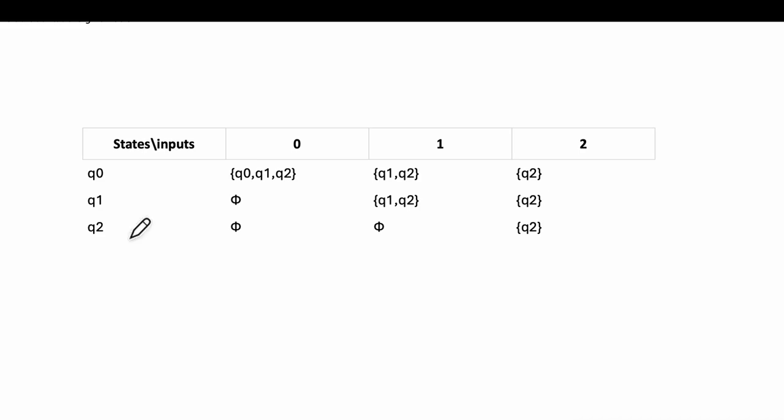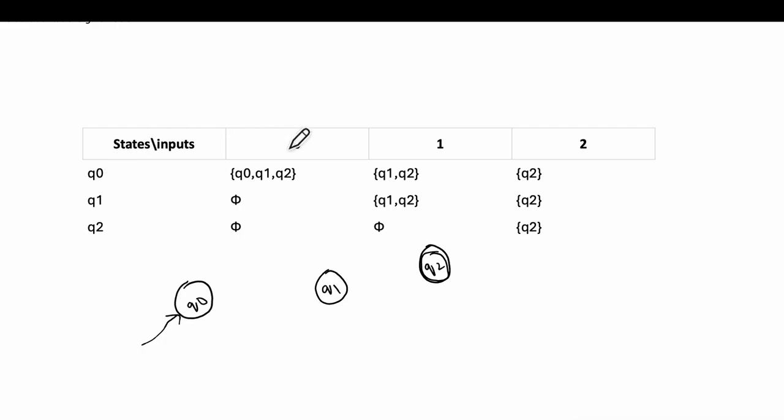Now we draw the NFA without epsilon. There are 3 states. One is Q0, which is the initial state. The next one is Q1, and the next one is Q2. From the given NFA with epsilon, Q2 is the final state, so we circle it.